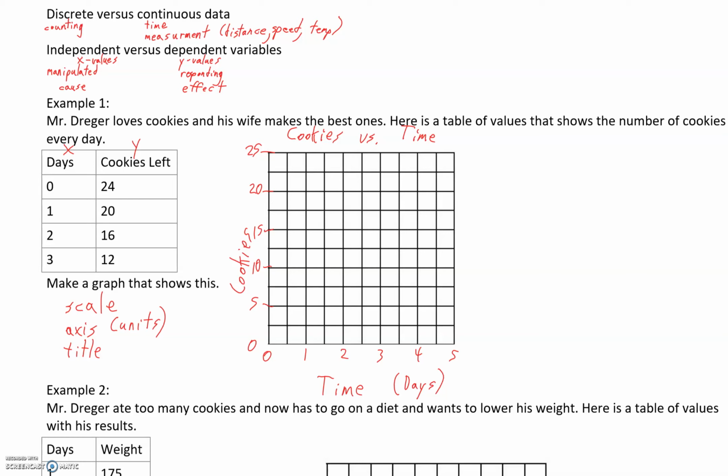Okay, and then what we will finally do is actually make our graph. So we've got 0 and then 24, 1 and 20, 2 and 16, so maybe there-ish, 3 and 12, so maybe there. Okay, and since we can't have half a cookie or anything like that, we're going to say these are discrete data points. So we're not going to put a line. No line for discrete data.